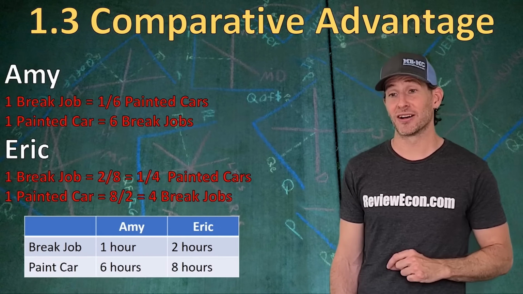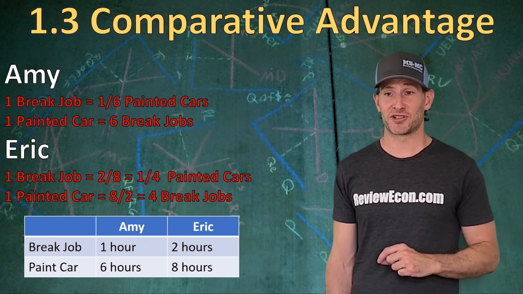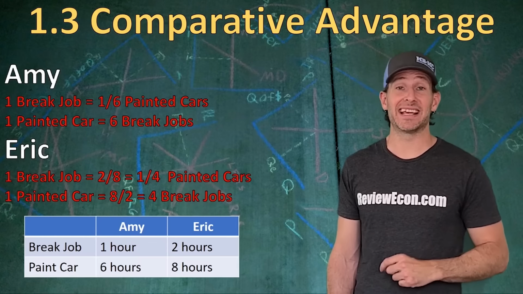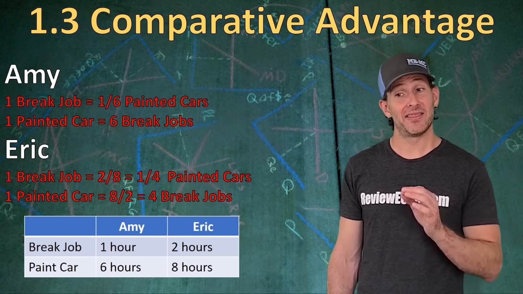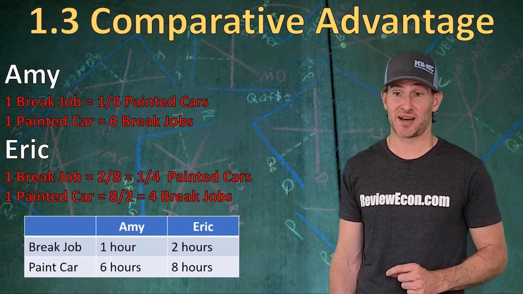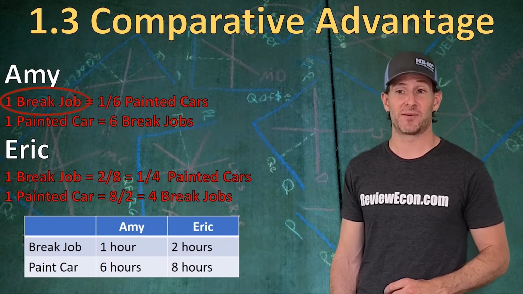Now we're going to take a look at the opportunity costs and circle the goods with the lower opportunity cost. Amy can produce a brake job with 1/6 of a painted car lost. And that is a smaller opportunity cost than Eric's 1/4 of a paint job. That means Amy has the comparative advantage in the production of brake jobs.